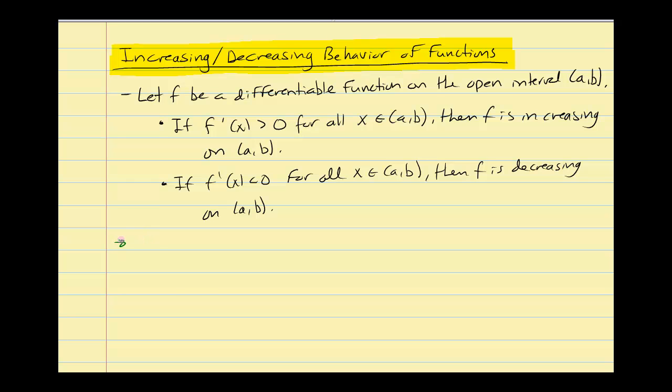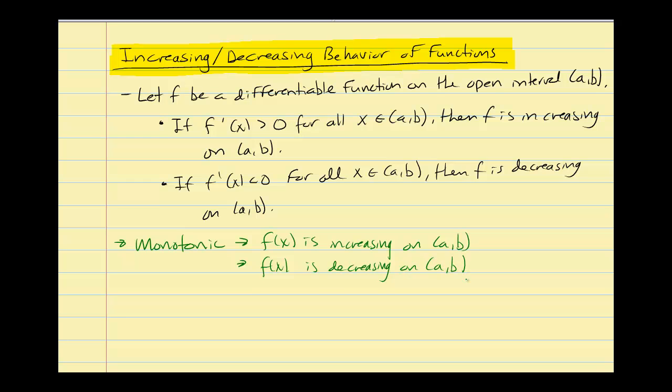Now, what this brings up is a conversation about a monotonic function. So let's go ahead and look at monotonic next. Of course, mono means one or singular. So monotonic functions, or monotonic behavior, means the entire graph of f(x) is increasing on a particular interval, or the entire graph is decreasing on a particular interval. Now, if f(x) is increasing, that would mean its first derivative is positive, or greater than 0. If f(x) is decreasing, that would mean that the first derivative is negative, or less than 0.